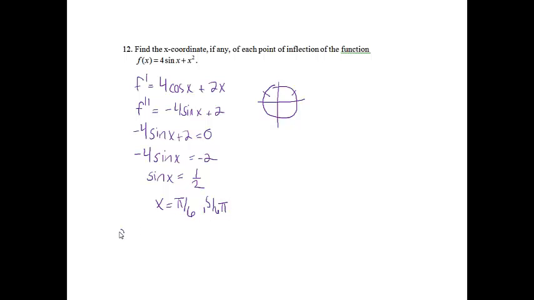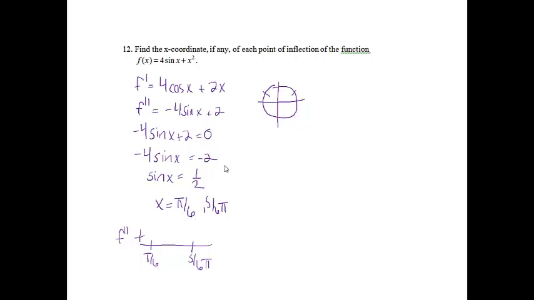So those are the two numbers I'm going to put on my f double prime chart, pi over 6 and 5/6 pi. On the left side, I'm going to test 0, and if I go into my second derivative, the sine of 0 is 0, so 0 plus 2 would give me a positive value.